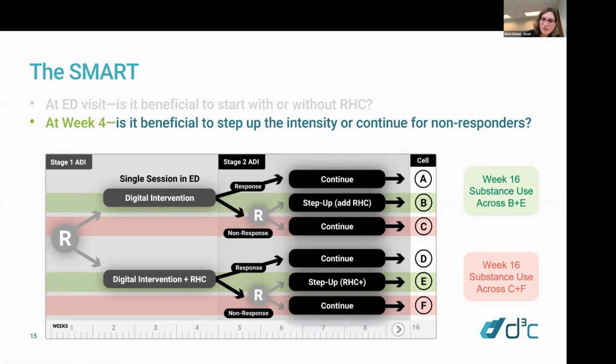Super simple. And we are not comparing individual experimental conditions, okay? We're collapsing outcome data across multiple experimental conditions in such a way that will help us answer multiple scientific questions about how to best construct this adaptive intervention efficiently.